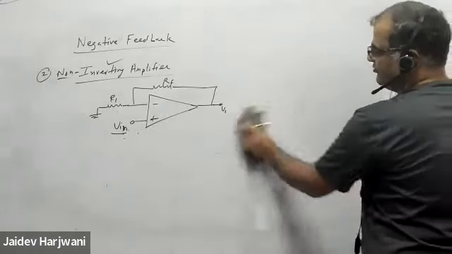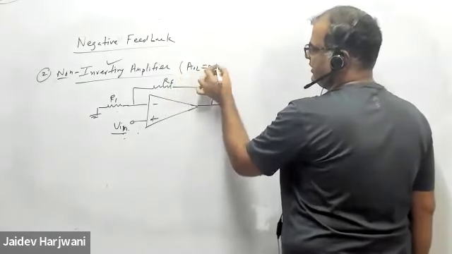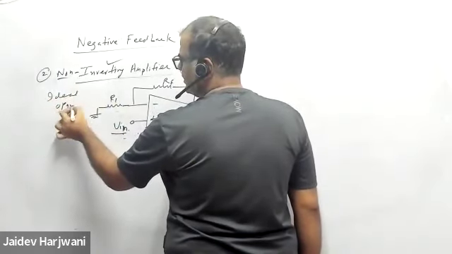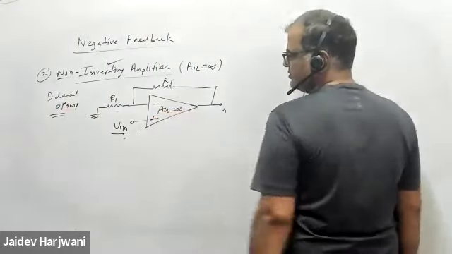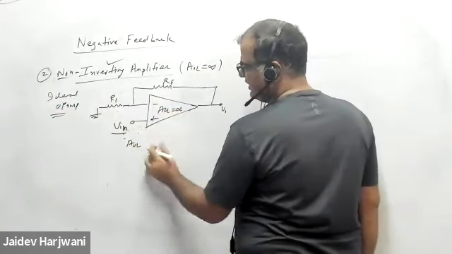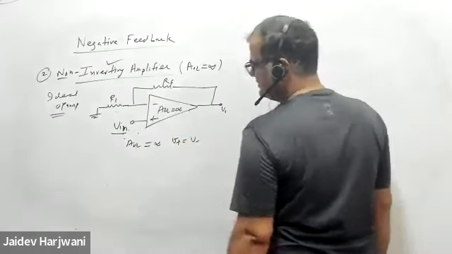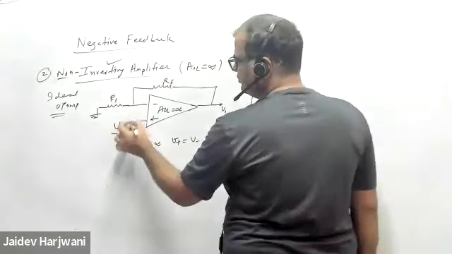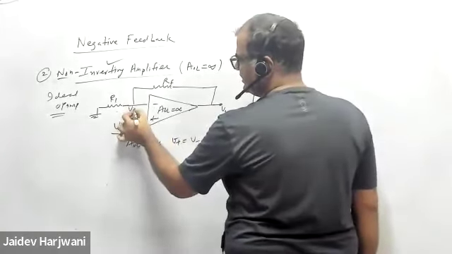Okay. Now, first case, AOL is infinite. That is the ideal op-amp case. Whenever AOL is infinite, it says V plus is equal to V minus. And now here, what is the value of V plus? V plus value is V input. So V minus will be equal to V input, whatever input you apply. So V input will go here.